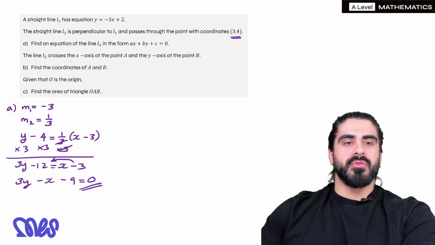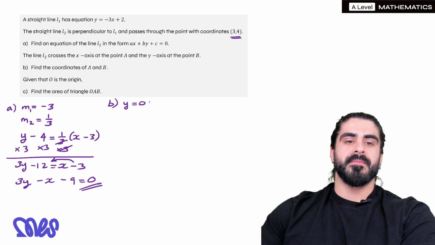The line L2 crosses the x-axis at the point A and the y-axis at the point B. Find the coordinates of A and B. So what we know is that when any graph crosses the x-axis, the y value is 0.